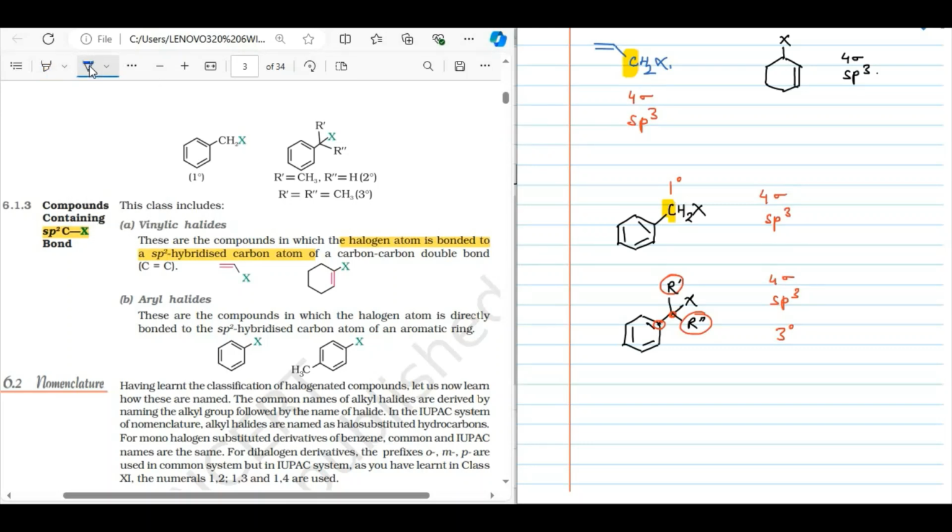Let's examine the first example. Here this is a carbon which is bonded to another carbon, and now the halogen is bonded to this carbon. As this carbon has formed 3 sigma and 1 pi bond, the hybridization of this carbon will be sp2. Now come to the other example. Here the halogen is bonded to this carbon, and this carbon has formed 3 sigma bonds and 1 pi bond. As it has formed 3 sigma bonds, the hybridization of this carbon will be sp2.